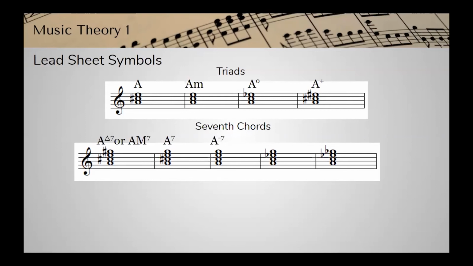For minor seventh chords, sometimes you'll see a minus sign. So A minus 7, right? That just means minor seventh. Or you also see an A lowercase m with a 7. That means the same thing.